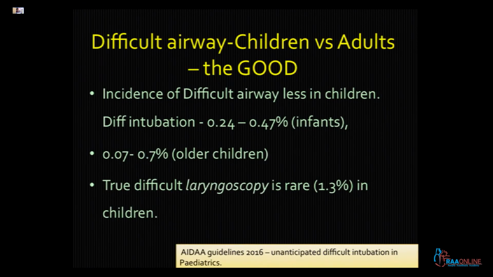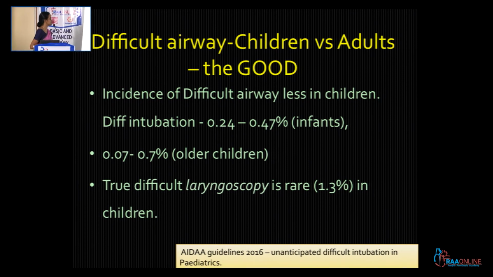What's good about the difficult airway between children and adults? The incidence of difficulty is less in children. In older children, it's about 0.07 to 7%. Truly difficult laryngoscopy is rare as well. This means that we have less experience and we are less likely to handle the situation unless we do something like a workshop specially for it.